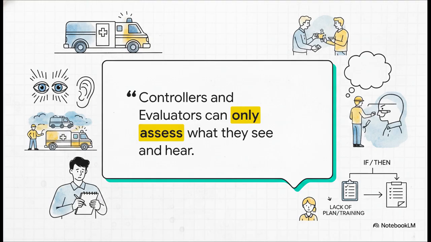Controllers and evaluators can only assess what they see and hear. You aren't a mind reader, right? If players perform tasks unexpectedly because of a lack of plans or training, just note exactly what happened and what you physically observed. We really want players to verbalize their thought processes out loud, but if they don't, document the deficiency exactly as you see it. That way, it gets accurately captured in the final after-action report.